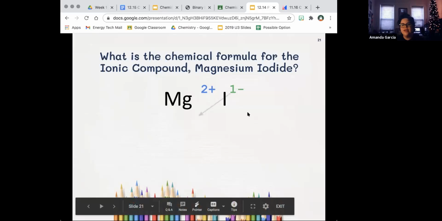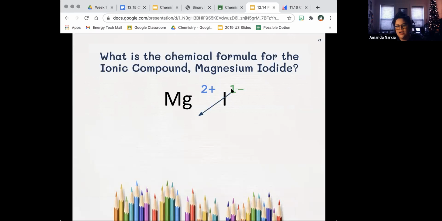You're going to take the number from the charge. So I'm going to take the number 1 from iodine's -1 charge, and I'm going to crisscross that over to the subscript position for magnesium. That means I need 1 magnesium ion. I'm going to show you this in drawing here in just a moment. I have iodine here. I'm going to take the 2 from the +2 charge and crisscross that down to the subscript position for iodine to get I2.